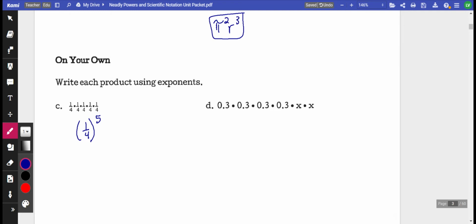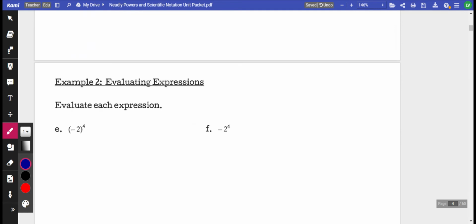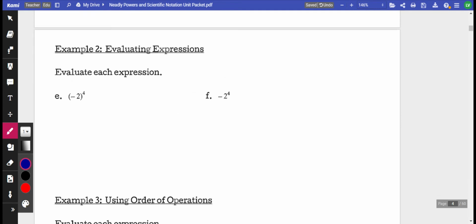Next, for letter D, we have two different bases. We have 3/10 and we have x. 1, 2, 3, 4 3/10 and 2 x's. So my final answer is the quantity 3/10 to the 4th power times x squared. Now you'll notice for letter D, I put 3/10 into parentheses to remind myself that 3/10 is the base number.